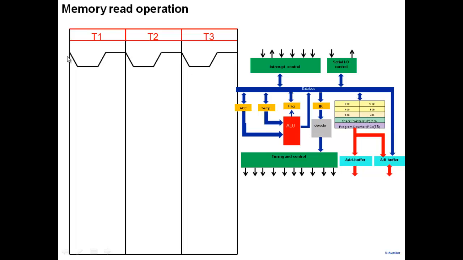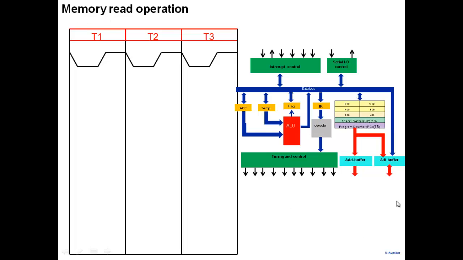And in 8085 terminology, each clock cycle is referred to as a T state. Clock cycle 1 is called the T1 state, clock cycle 2 is called the T2 state, and clock cycle 3 the T3 state. So I'm going to illustrate a memory read operation.